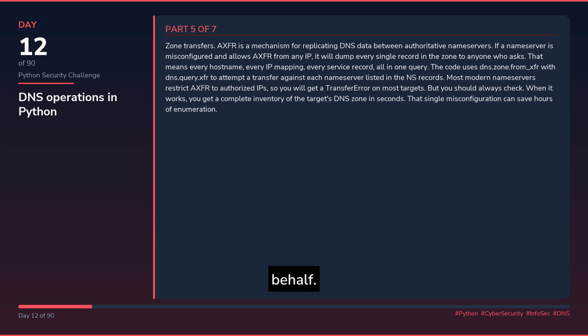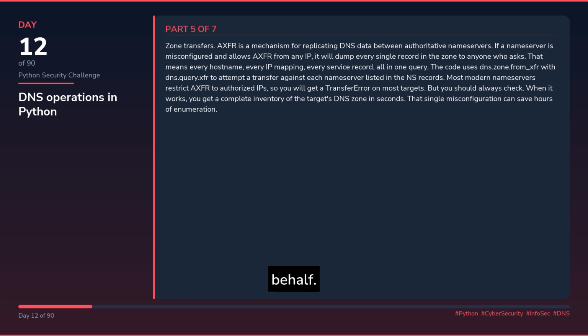Zone transfers. AXFR is a mechanism for replicating DNS data between authoritative name servers. If a name server is misconfigured and allows AXFR from any IP, it will dump every single record in the zone to anyone who asks. That means every hostname, every IP mapping, every service record, all in one query.